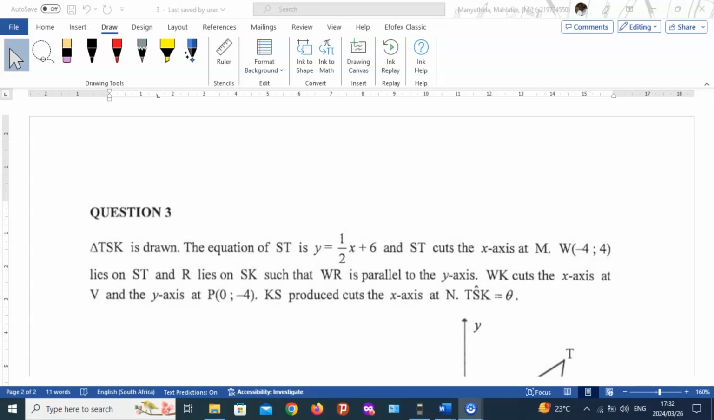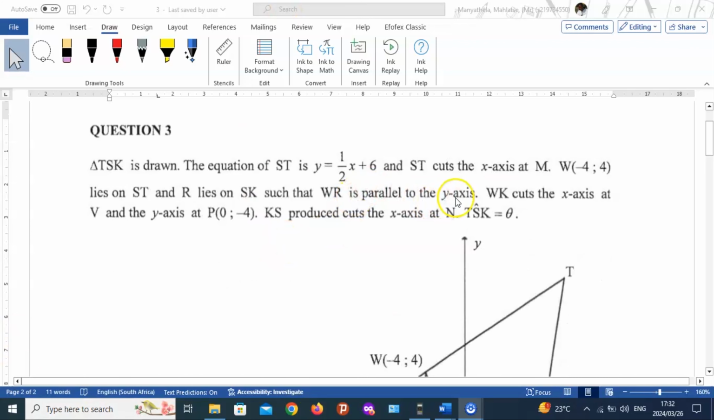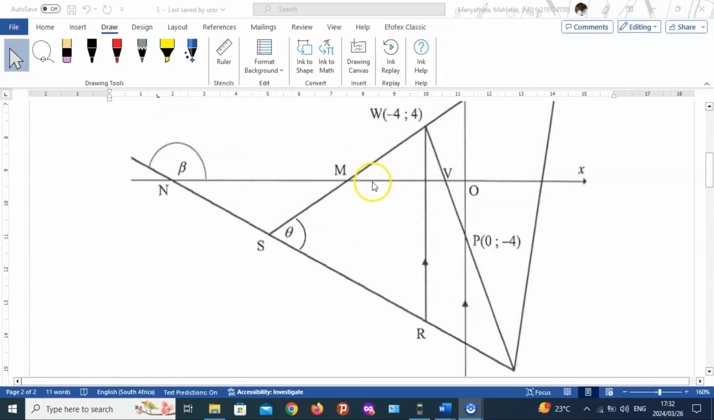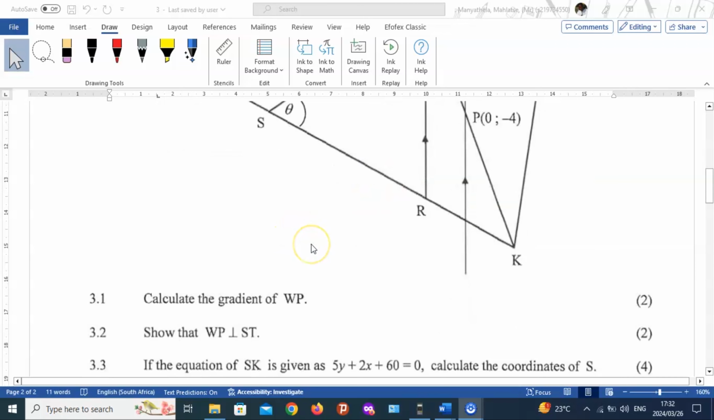W lies on ST and R lies on SK, such that WR is parallel to the y-axis. WK cuts the x-axis at V and the y-axis at P. KS produced cuts the x-axis at N. Angle TSK is equal to theta. We can see theta.